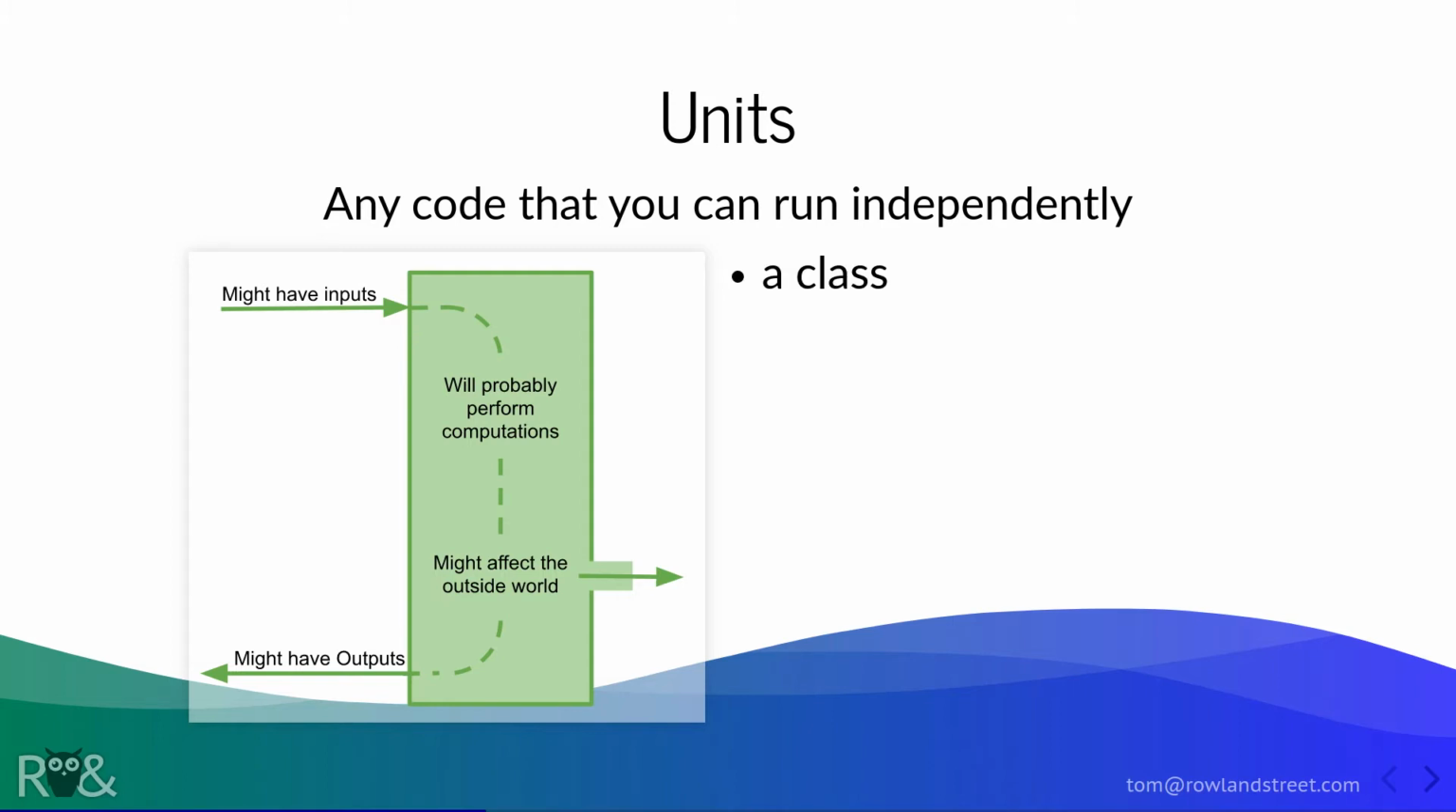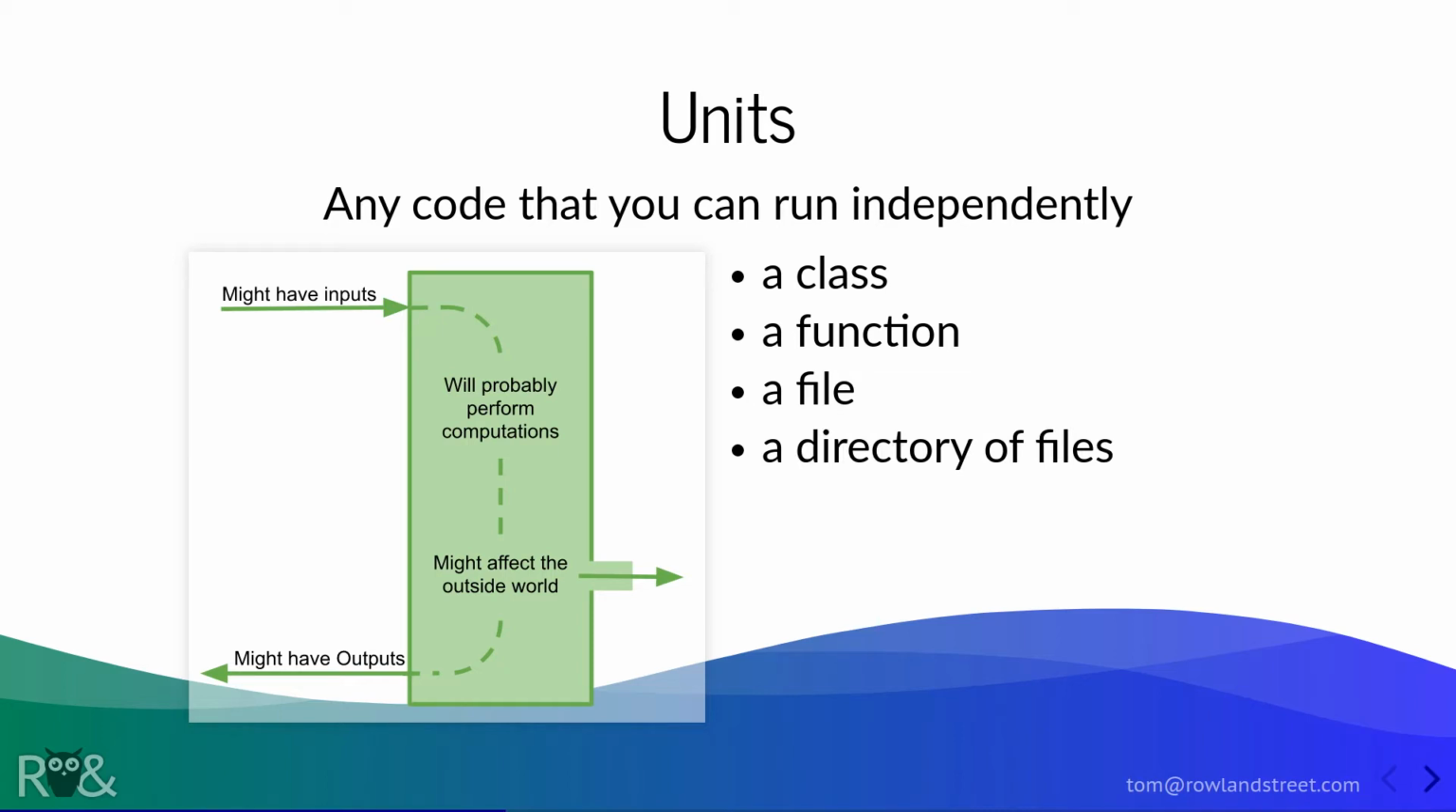Units are synonymous with classes, but they're more than that. Units are just some code they can run. They can equally be a function, equally be a file. If you just have a file of JavaScript line after line, imperative code, then it's just a file. And it can even be a directory of files. You might have loads of code spread out across different directories of files. If there's just one function you can run at the entry point, then you've just got a single unit. So think of that big green square as just some code that you can run. It has inputs, it has outputs, and it might affect the outside world.